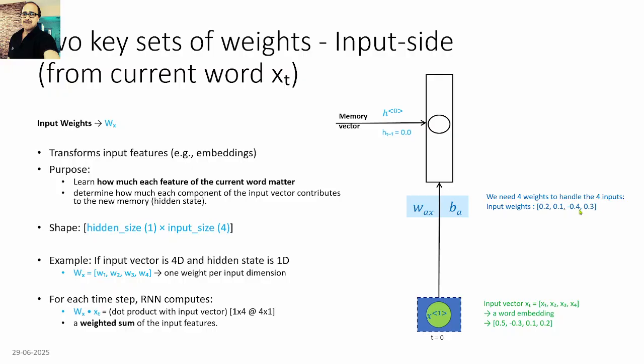So that is the weight matrix, which is going to be used for converting the input embedding through a linear transformation. If the input vector is 4 dimensional and the hidden is 1 dimensional, the shape of that will be 1 cross 4. For each time step, the RNN computes the dot product of the input and the weights, essentially the weighted sum of it. So that's one side of your weight matrix.